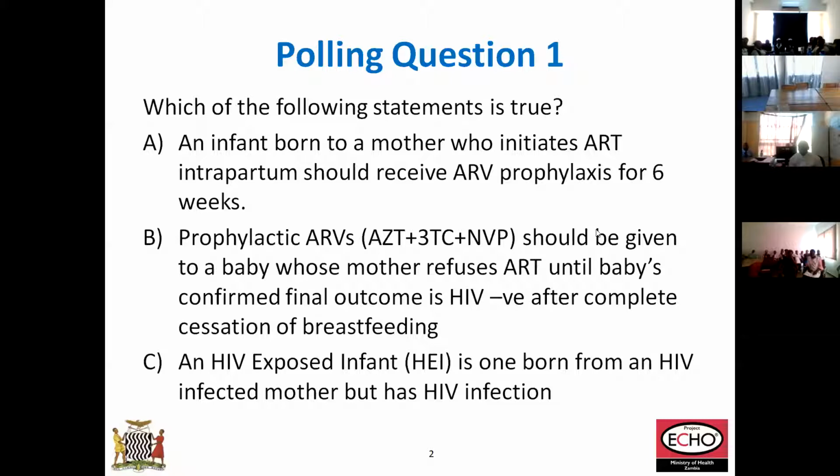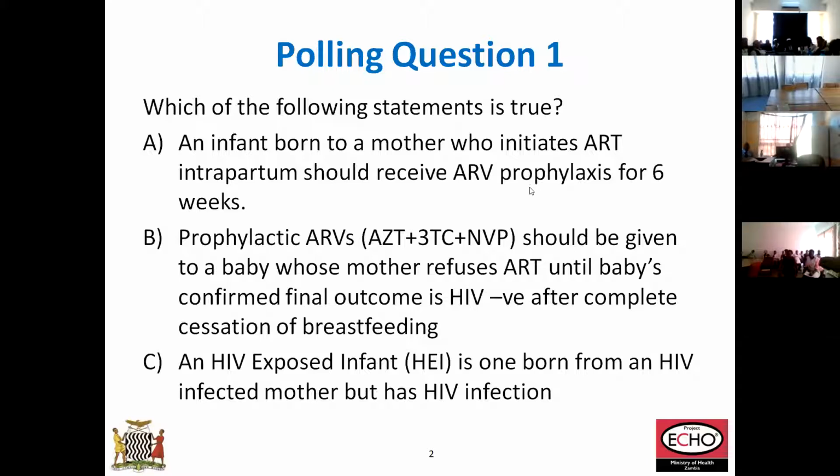The following is true concerning a baby whose mother's viral load is greater than 1,000 copies per mil, that is after 12 weeks of infant prophylaxis and still breastfeeding. A, the baby is classified as high risk. B, restart prophylactic ARVs until the mother is suppressed. C, start prophylactic ARVs until after complete cessation of breastfeeding, or D, all of the above.